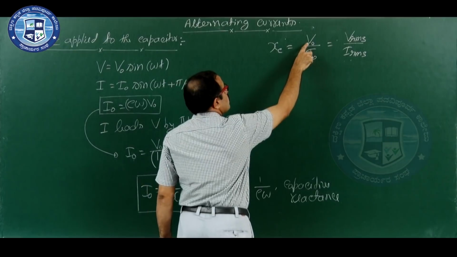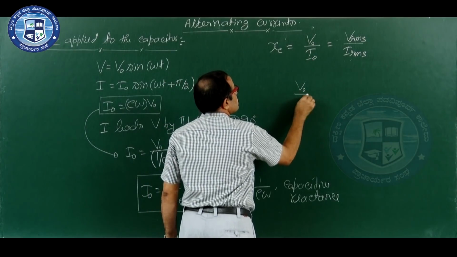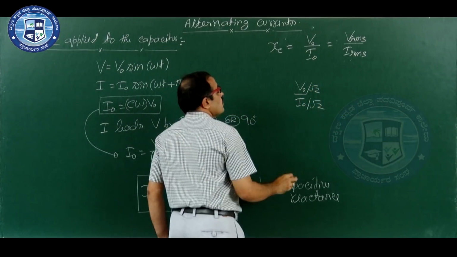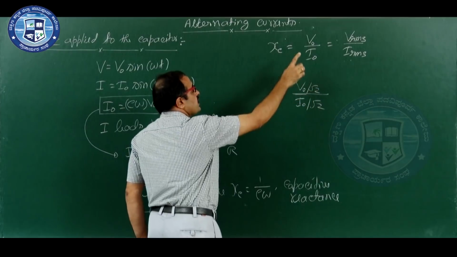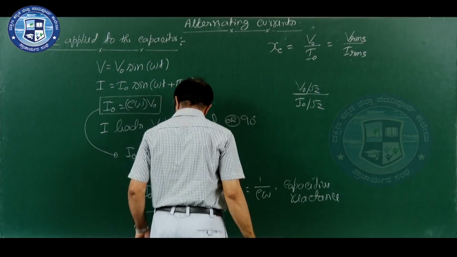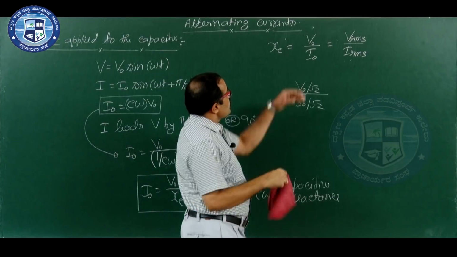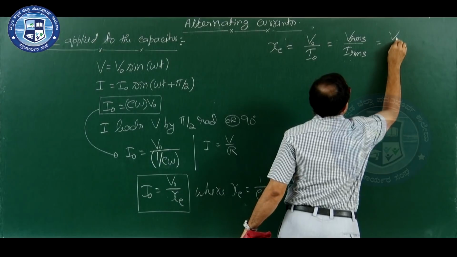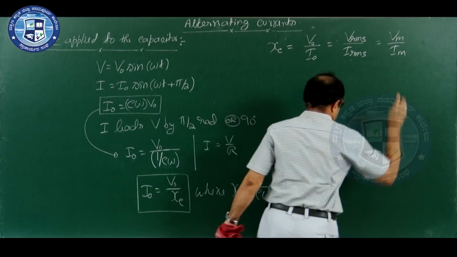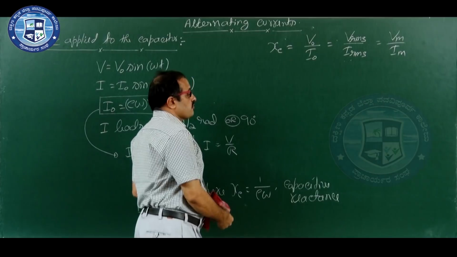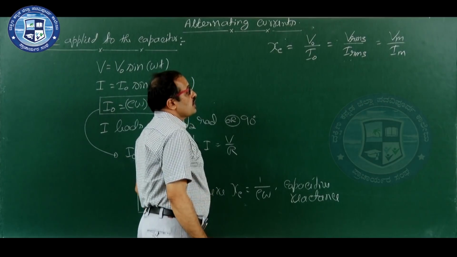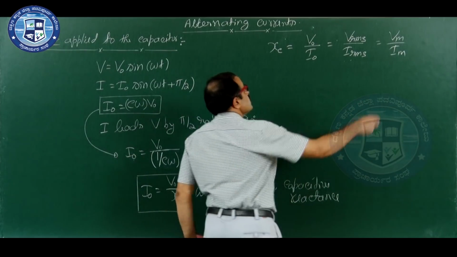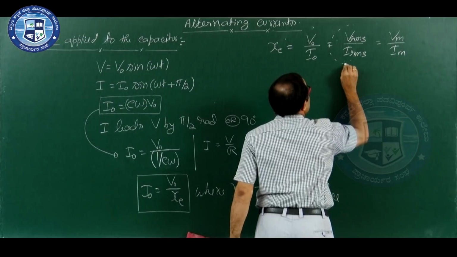The reason is, for the numerator and denominator, you divide by root 2, it is not making any difference. What is V naught by root 2? Vrms. I naught by root 2? Irms. Therefore, V naught by I naught can be written as Vrms by Irms, which is also equal to Vm by Im, mean voltage across the capacitor to the mean current through it. Therefore, there are three equations here in terms of voltage and current, but for definition purposes we take the RMS value.